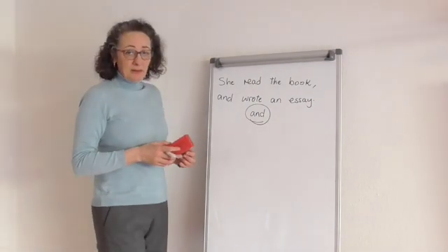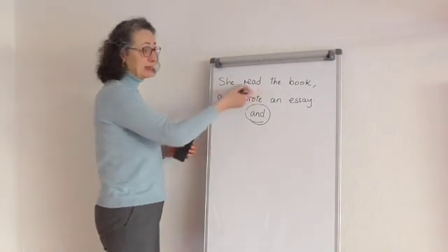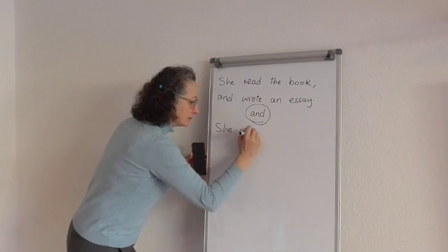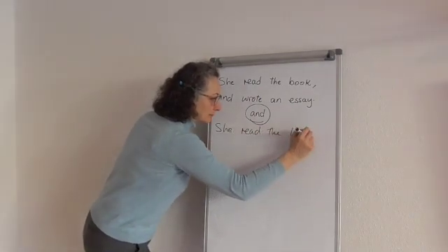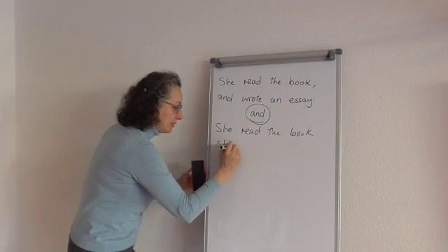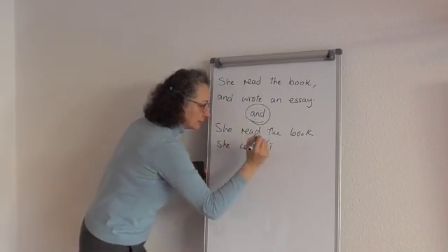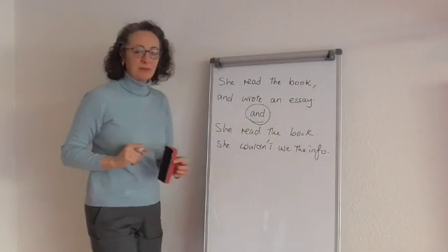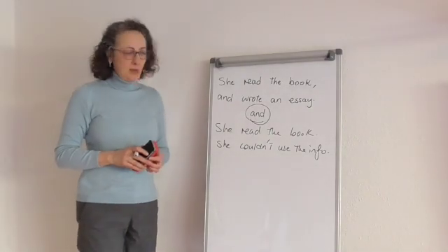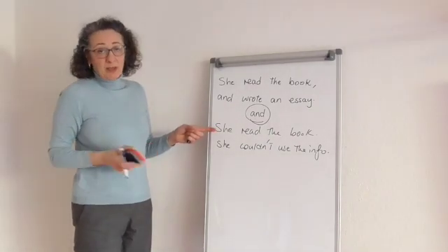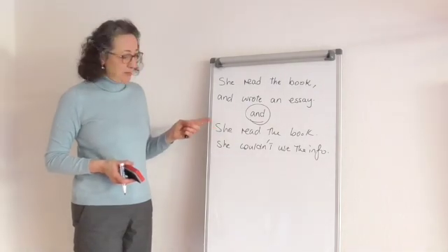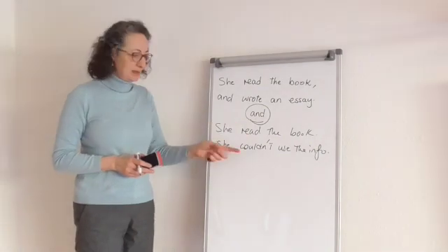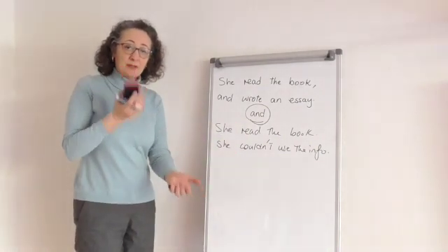There is another connector. Let's take the first part. She read the book. She couldn't use the information. I just write down info because of the short space that I have. Okay, so she was hoping that the book will help her to write an essay, but she couldn't use the book. So as you can see here, the first part of the sentence and the second part of the sentence show a contrast. All right?